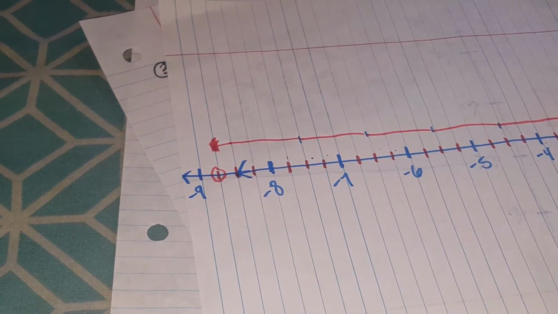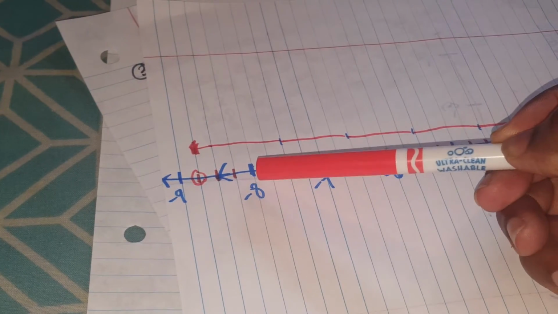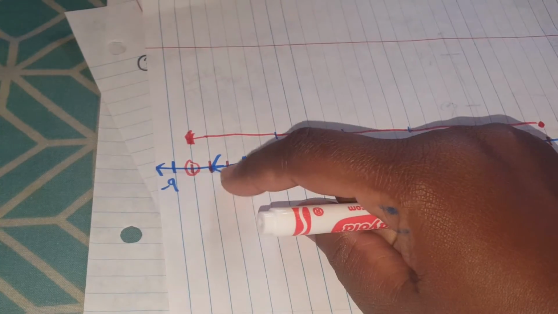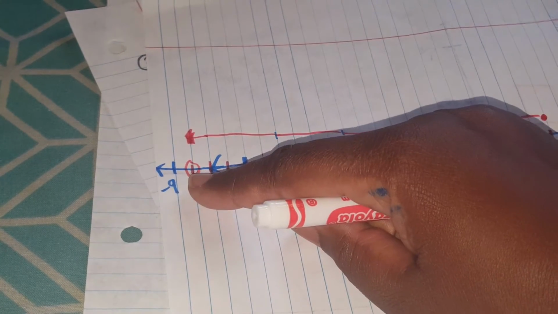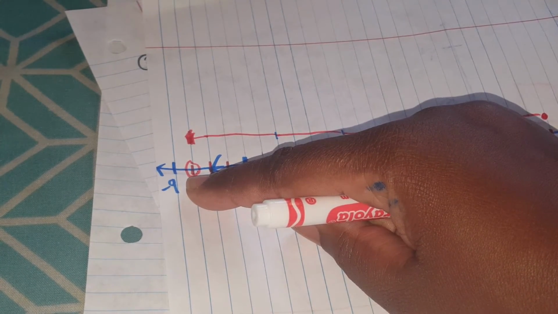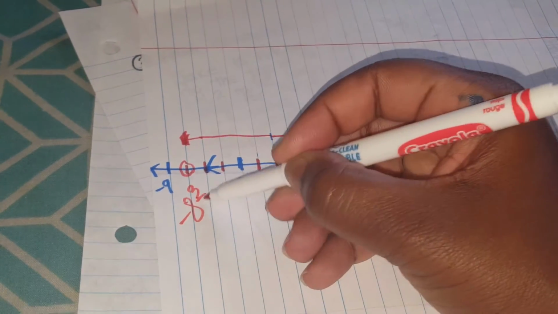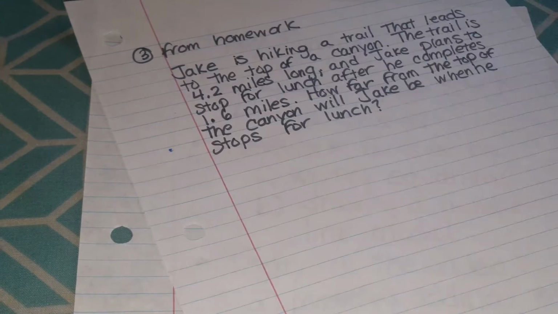Okay, so I went back 5 1/4, and I am at -8. This is -8 1/4. This is negative 8 2/4 or negative 8 1/2. And this is negative 8 3/4. So that is where I ended on my number line. Negative 8 3/4, because negative 8 4/4 would be 9.